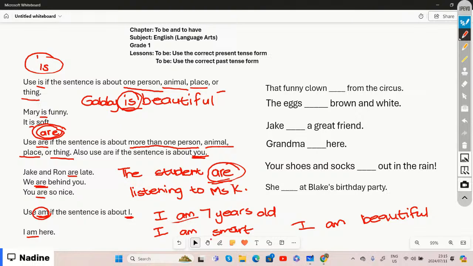All right, so now let's look at this activity, right? We either need to, for example, use is, are, or we need to use am to complete the sentence, right? The first one says, that funny clown refers to one clown. That funny clown, do we say is from the circus, are from the circus, or am from the circus?